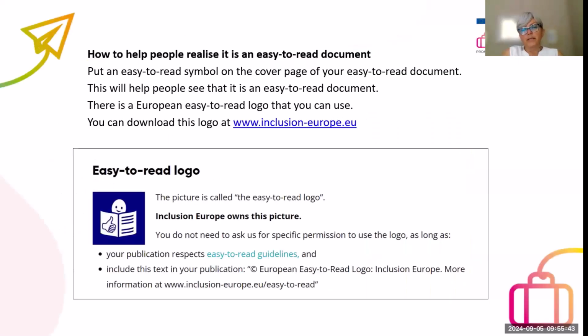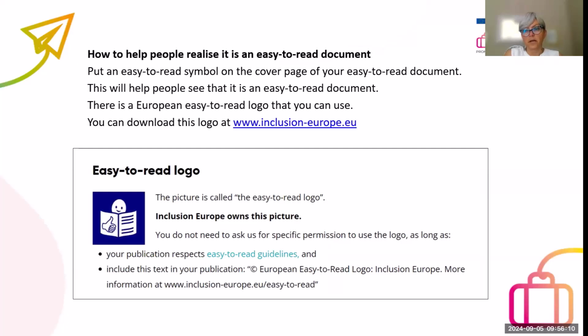When you are preparing a text in easy to read, it is also important to mark it, to make it easy for people to find the text and to be aware that the text they are reading or are going to read is written in easy to read. This is why it is important to use the logo. You can see the easy to read logo. This is the Inclusion Europe logo.